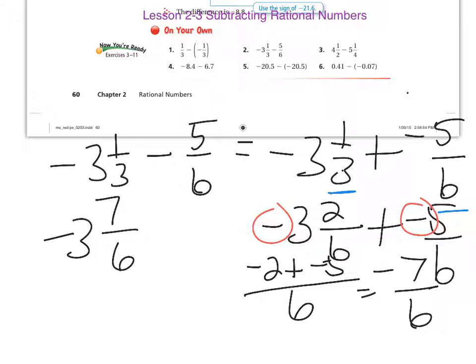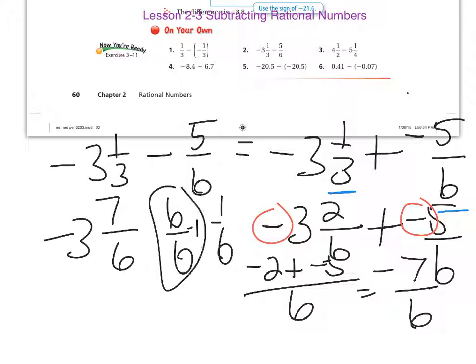So this is 6/6 plus 1/6. So 6/6 is 1. So that's a -4 then, and 1/6. That would be your answer.